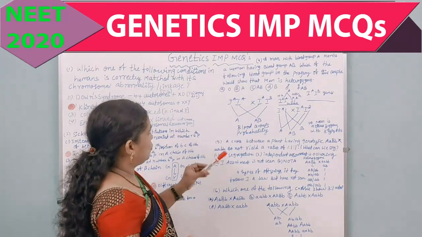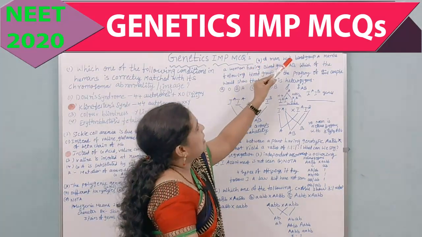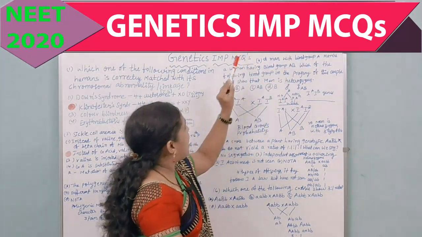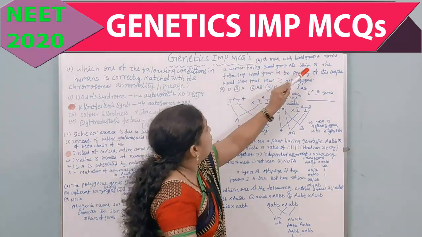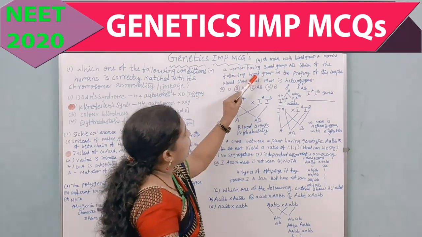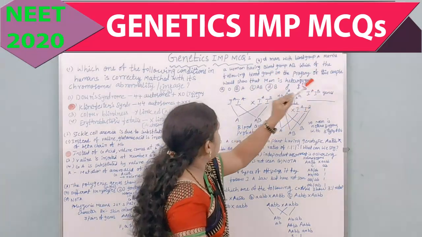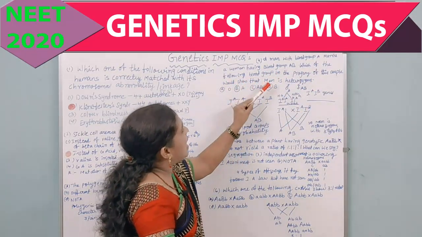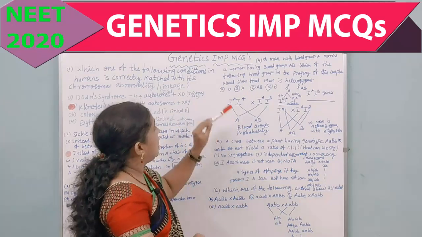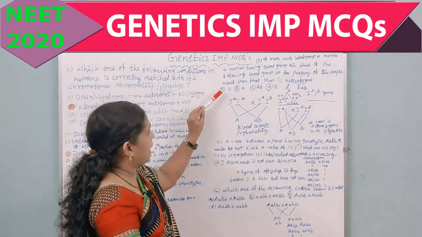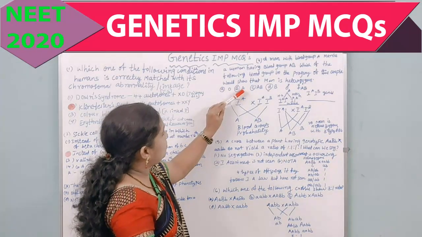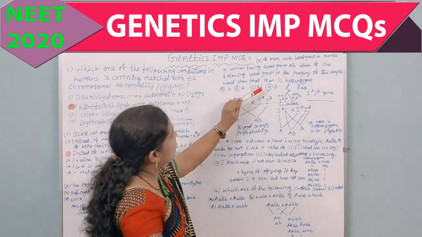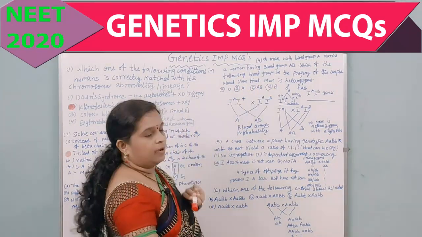Let's go with the fourth question. A man with blood group A marries a woman having blood group AB. Which one of the following blood groups in the progeny of this couple would show that the man is heterozygous? They have given the options: A, O blood group; B, A blood group; C, AB blood group; D, B blood group.